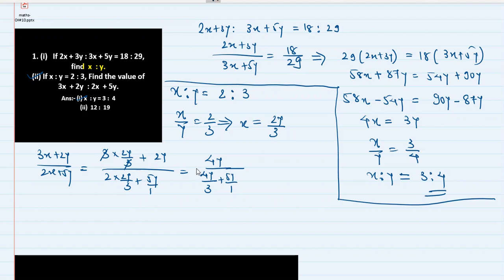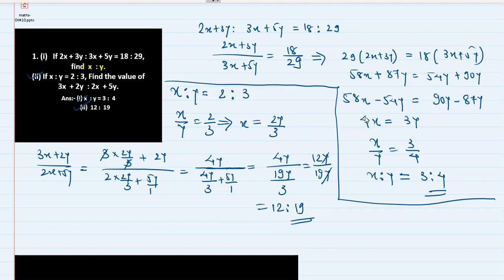So what I'm going to do is take LCM over here and get 4y plus 15y, which is 19y by 3. Okay, this 3 will get multiplied with 4 in the numerator, so it will become 12y by 19y. y will get cut and we get 12 is to 19. 12 is to 19 is the correct answer. Did you understand? Pretty simple, right?